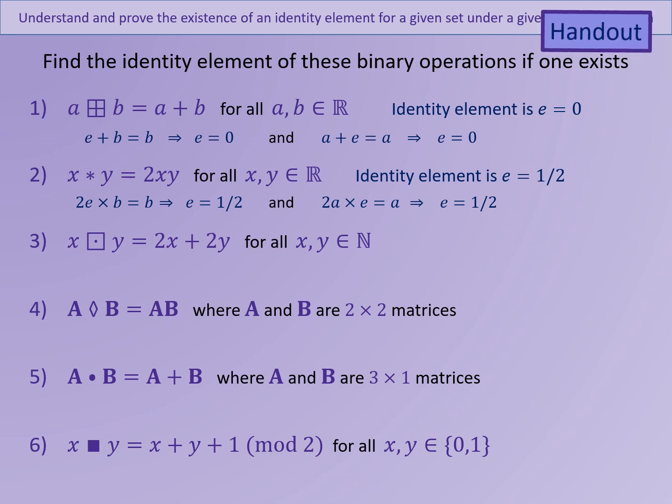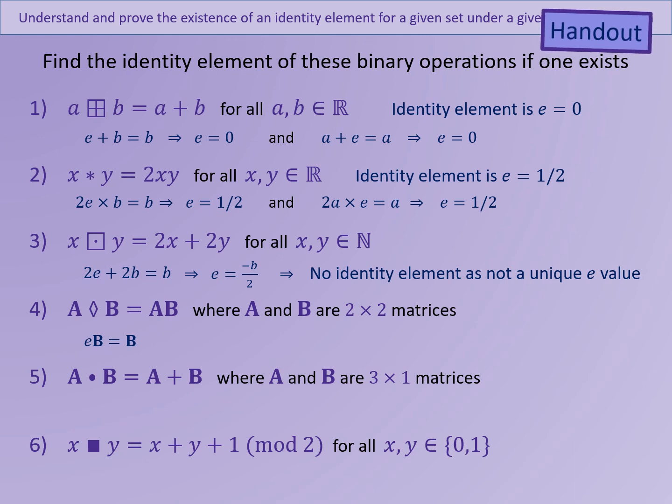For the third operation, an identity element E would need to satisfy 2E plus 2B equals B. This would result in E being minus B over 2. Now, because B is an element in the set, this would not be unique because every element would need a different value of E in order for this to work. So there would be no identity element for this binary operation because there would not be a unique value of E that worked for every element.